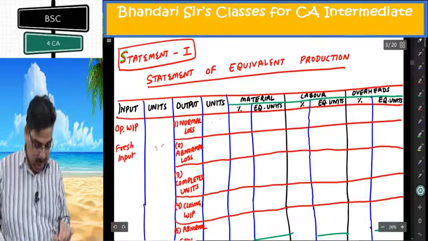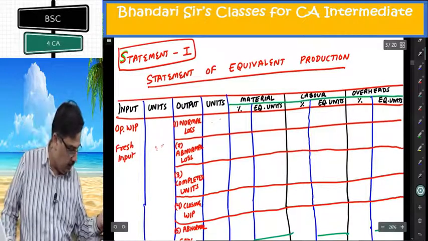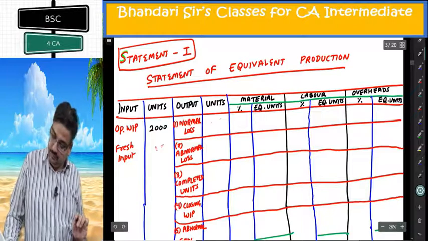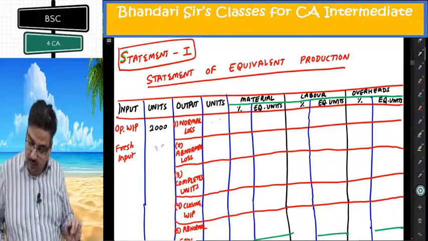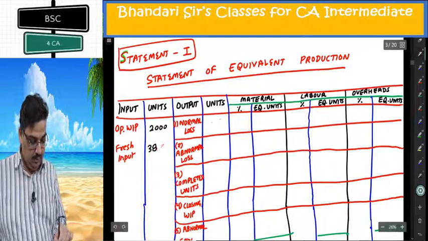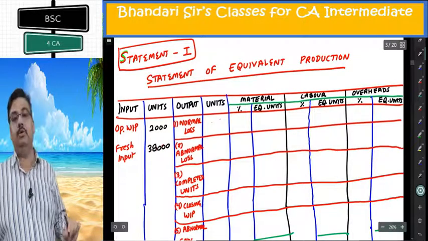Opening WIP is given in units: 2,000. Reading further, material introduced into the process is 38,000 units. Fresh input, 38,000 units.